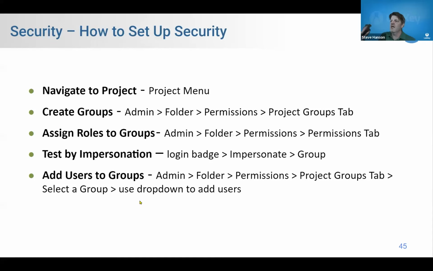I think I've talked about this, but just to review, how do you set up security? First of all, navigate to the project or folder that you want to secure. Create the appropriate groups. Assign roles to those groups. Test. You can already test it. You haven't given out any power yet to any actual user, but you've got something you can test because you've used groups. Once you like it, you can start adding people to the groups, populating the groups. This is the basic workflow for setting up security for a folder.